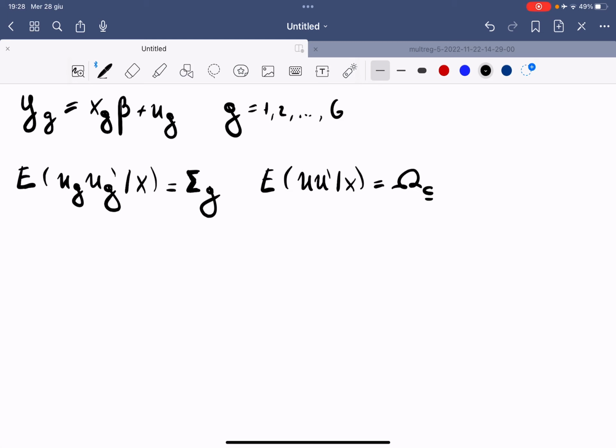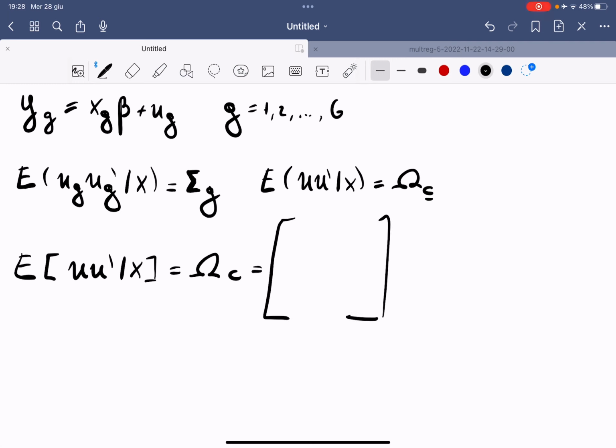So actually the variance of each cluster will be different. It is very likely. So the whole variance, that is the expected value of the squared residual, will be equal to omega_c, that will be equal to a square matrix, where on the main diagonal we have the group variances, the cluster variances. So we have got sigma_1, sigma_2, until we get to sigma_G. All the other elements will be equal to 0.